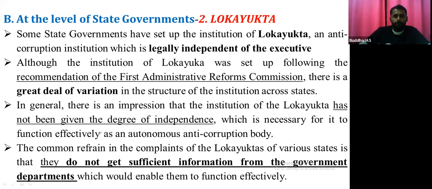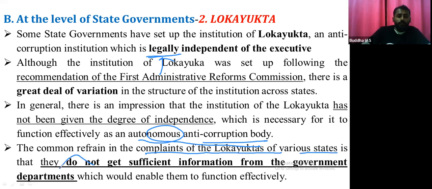In general, there is an impression that the institution of Lokayukta has not been given the degree of independence which is necessary for it to function effectively as an autonomous anti-corruption body. They have not been given sufficient independence. Legally it is independent, legally it is all powerful, but in reality it is not. The common refrain in the complaints of Lokayuktas of various states is that they do not get sufficient information from the government departments which could enable them to function effectively.